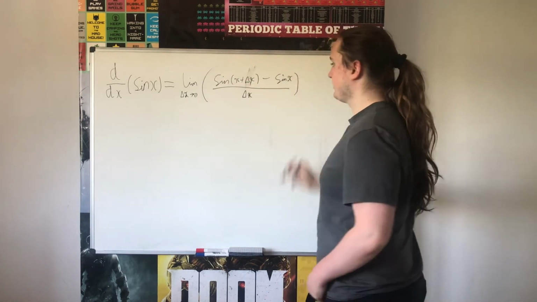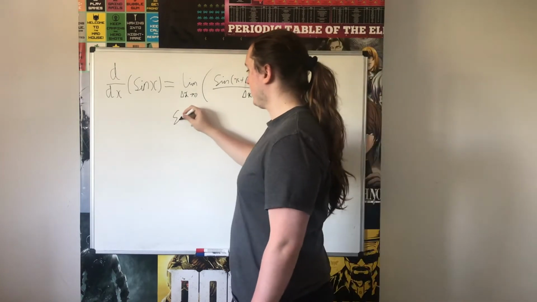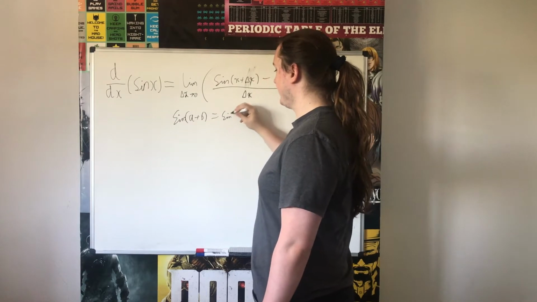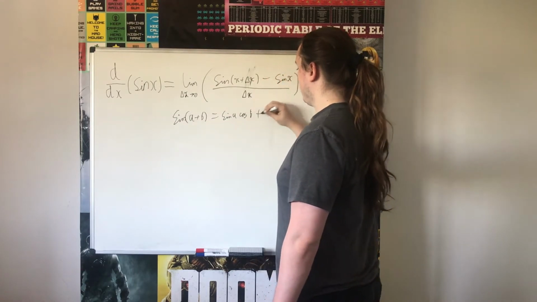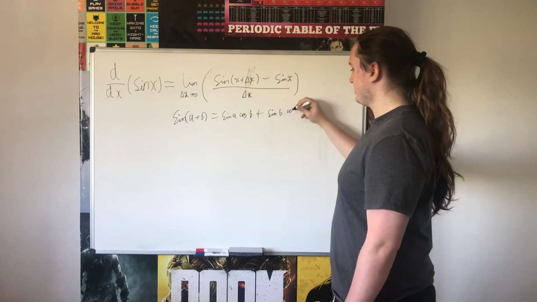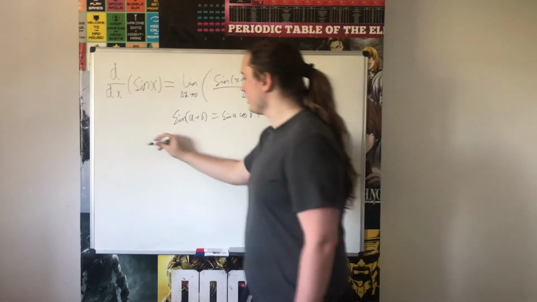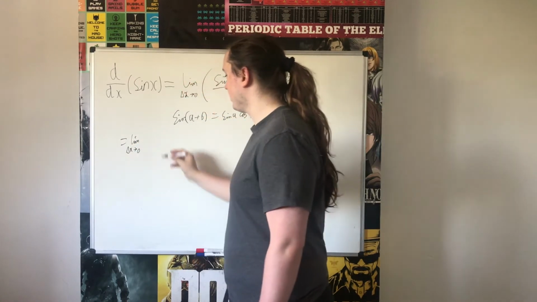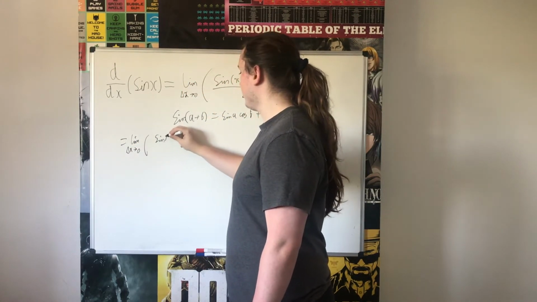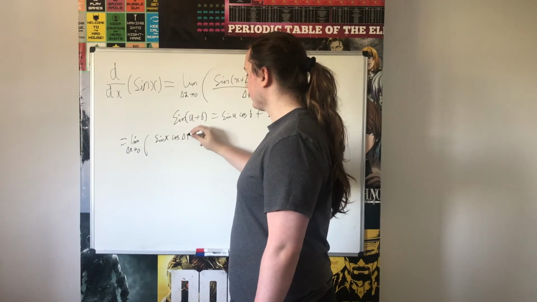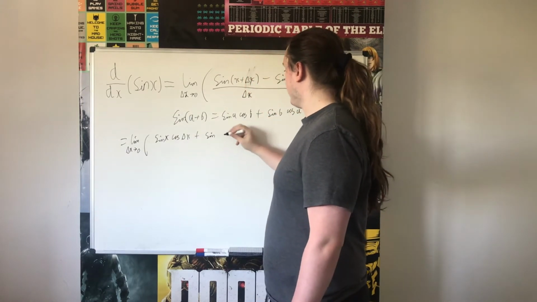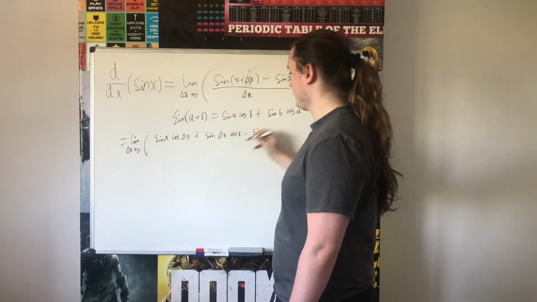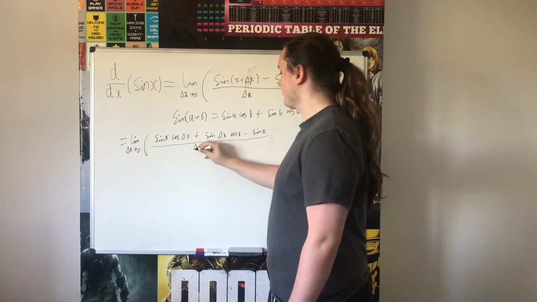over delta x. Now we're going to use the compound angle formula, which is sine of a plus b equals sine a cos b plus sine b cos a. So if we do that, we get the limit as delta x approaches 0 of sine of x cos of delta x plus sine of delta x cos of x minus sine of x over delta x.